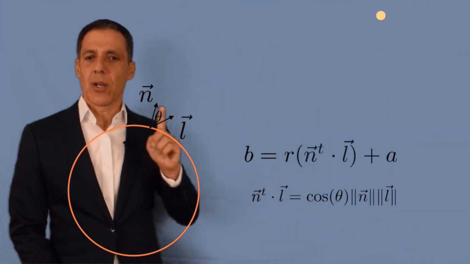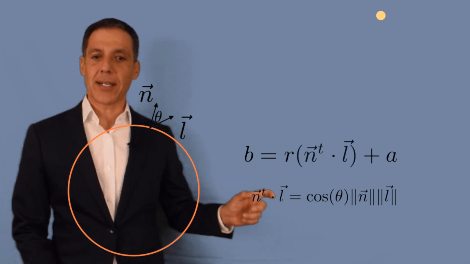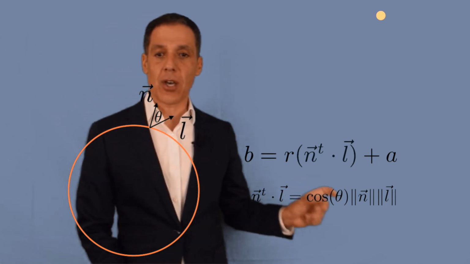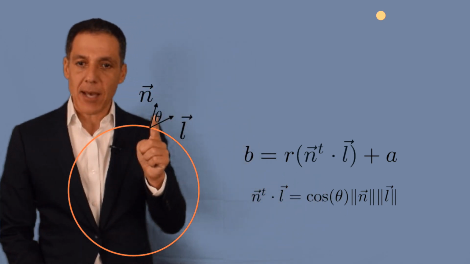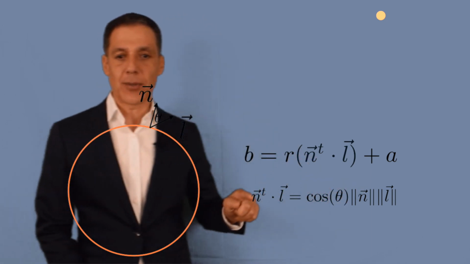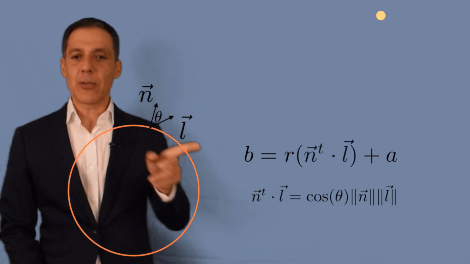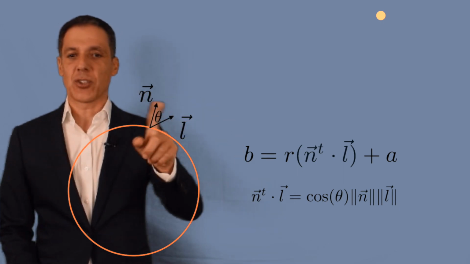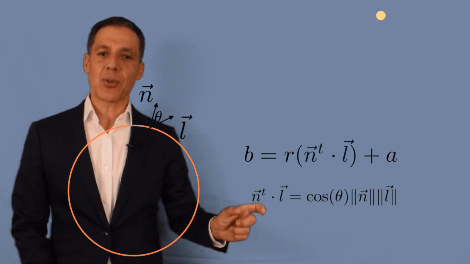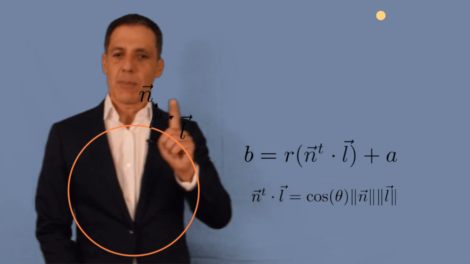Okay, now where did the dot product come from? Let me remind you that the dot product of two vectors, whether in two space or more, is equal to the cosine of the angle between them, that's that right there, times the length of the vector n times the length of the vector L. Now for simplicity, we can assume that these are going to be unit vectors, so we can ignore that norm. And so what this is saying is that the dot product is proportional to the cosine of the angle between the vectors.